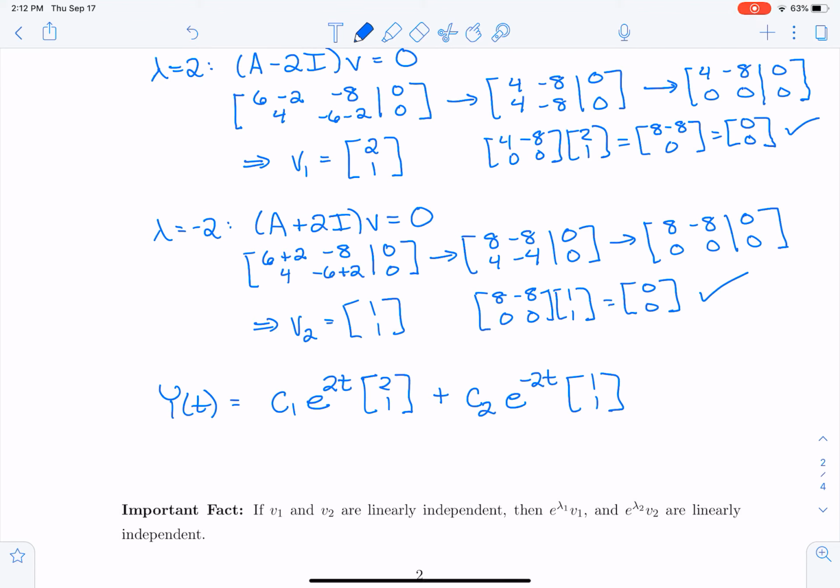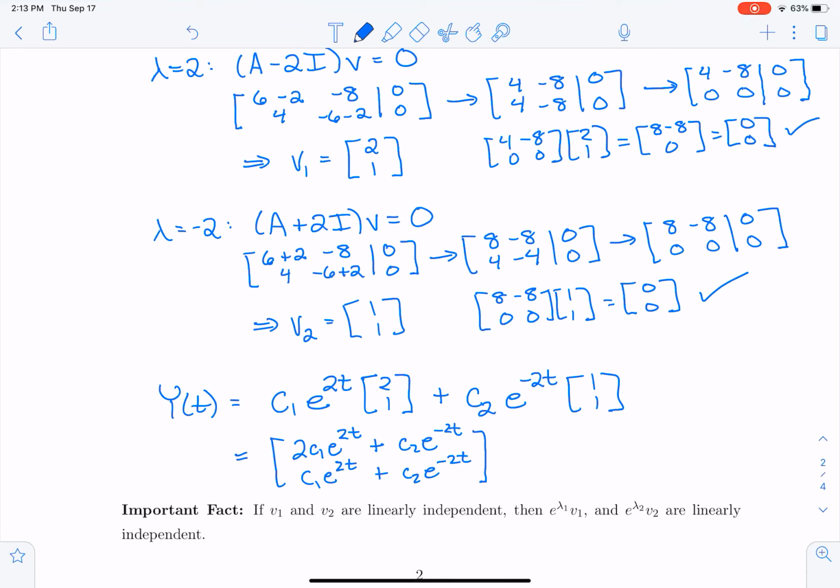So y of t is c1 e to the 2t times 2, 1 plus c2 e to the negative 2t times 1, 1. You can leave your solutions like that, or sometimes people choose to write 2c1 e to the 2t plus c2 e to the negative 2t, and then we could have c1 e to the 2t plus c2 e to the negative 2t. That's another way to write our solution.